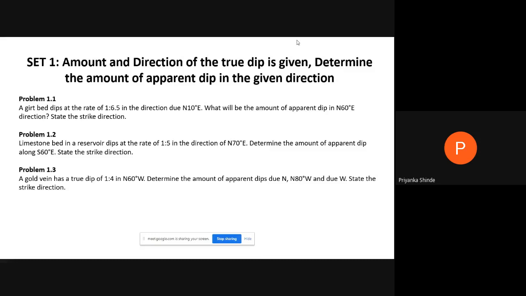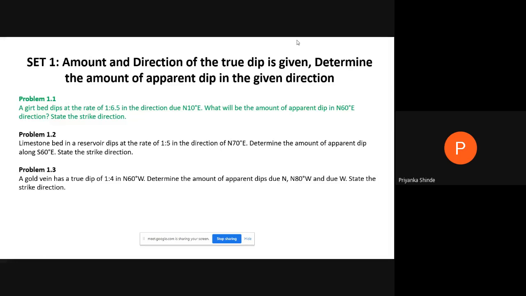There are 3 examples in set 1: the first problem, the second problem and the third problem from set 1. We will discuss one example here, that is the first problem. A geological bed dips at the rate of 1 in 6.5 in the direction due north 10 degrees east.